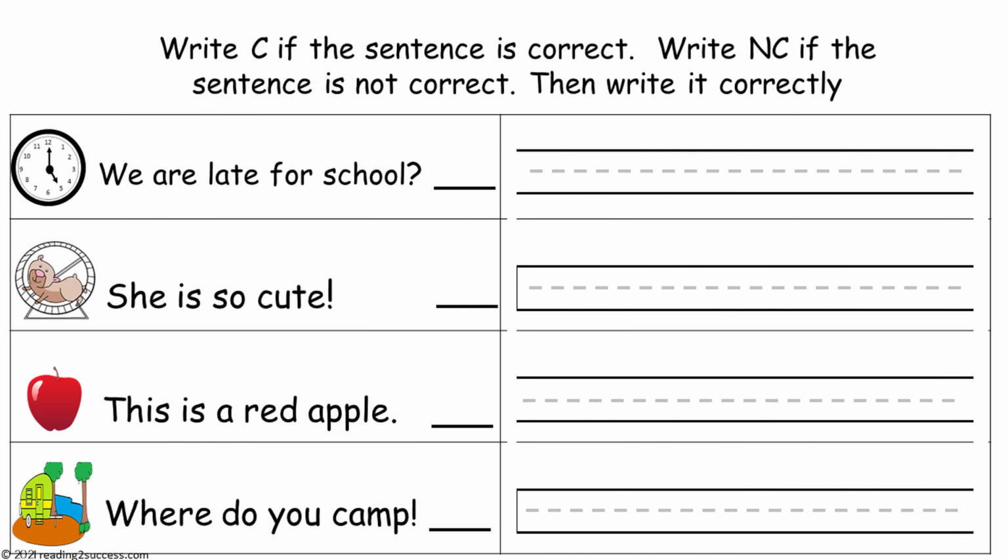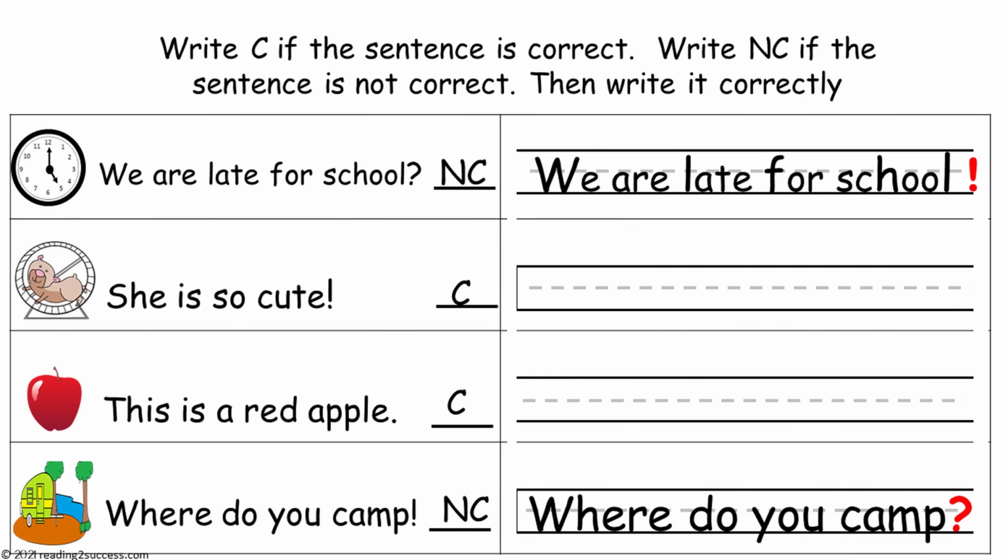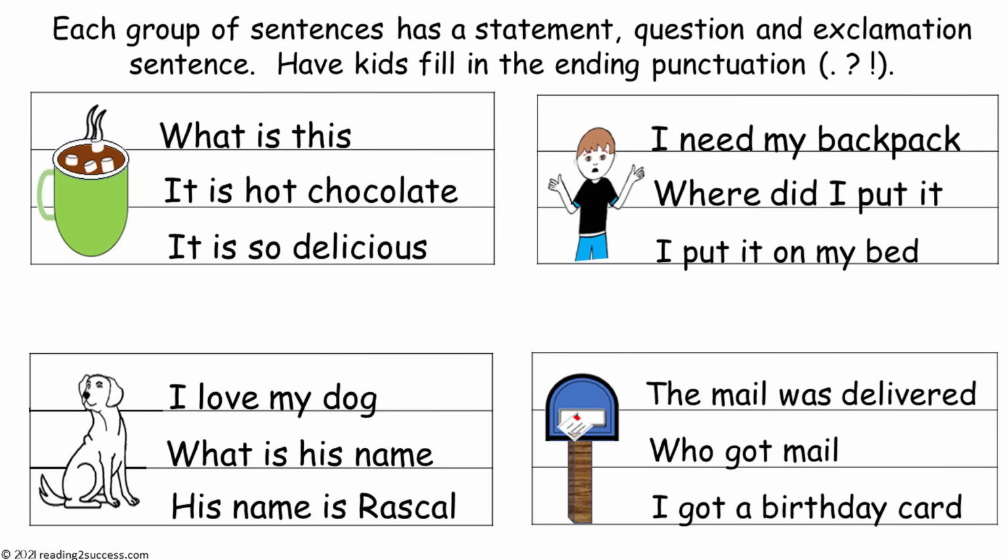Have kids write a capital C if the sentence is correct, or write a capital NC if the sentence is not correct, and if it is not correct, have them write it correctly. This is a completed example. In this activity, each group of sentences has a statement, question, and exclamation sentence. Have kids fill in the ending punctuation for each sentence.